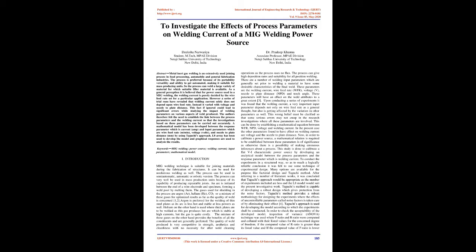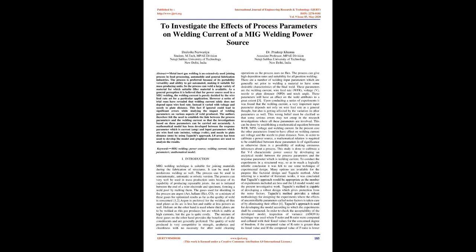The quality of weld produced is very competitive in strength, aesthetics, and cleanliness, with no necessity for after-weld cleaning operations as the process uses no flux. The process can give high deposition rates and suitability for all position welding. There are a number of welding input parameters which are generally set prior to welding a material to have some desirable characteristics of the final weld. These parameters are the welding current, wire feed rate, WFR, voltage, V, nozzle to plate distance, NPD, and torch angle. These parameters will have an effect on the weld attributes to a great extent.